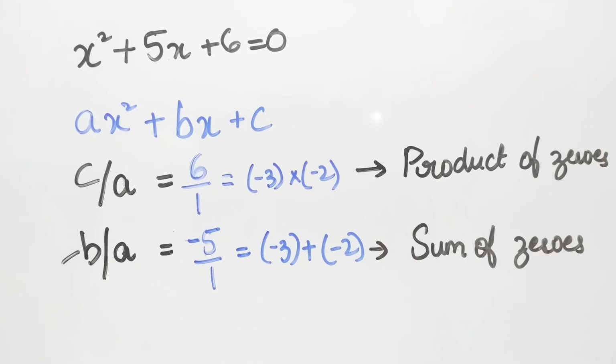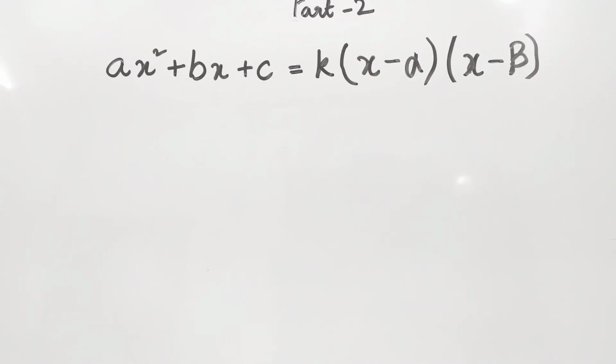This will always be true, not just in this polynomial, but for any quadratic polynomial. That is, the sum of the zeros will be equal to minus b by a and the product of the zeros will be equal to c by a. Let's take any general polynomial and see if this is actually true.